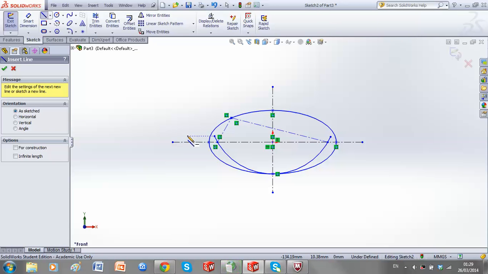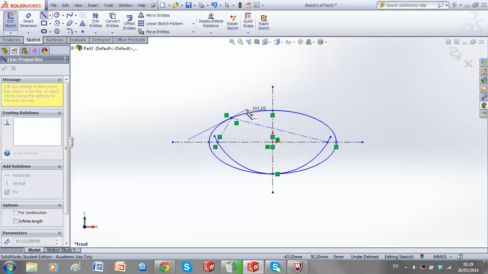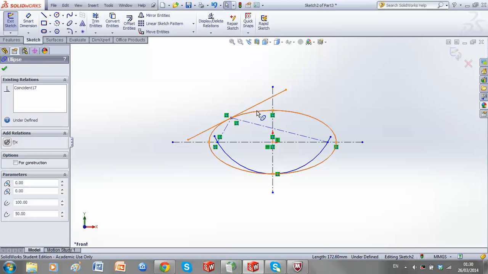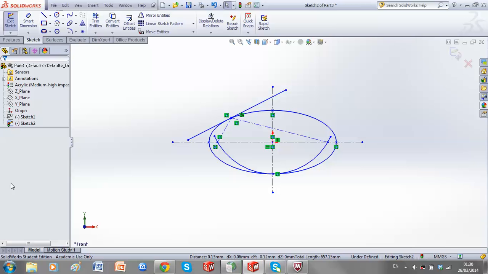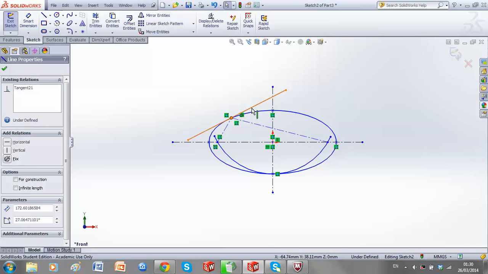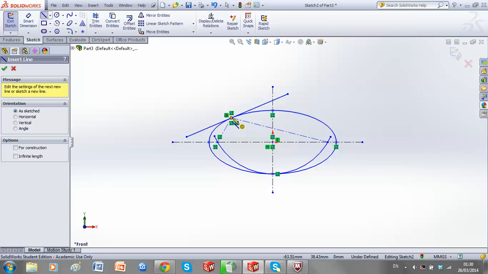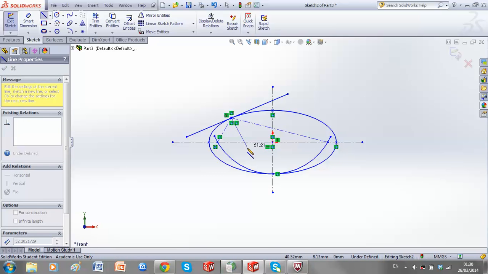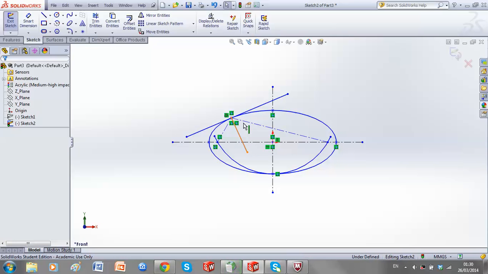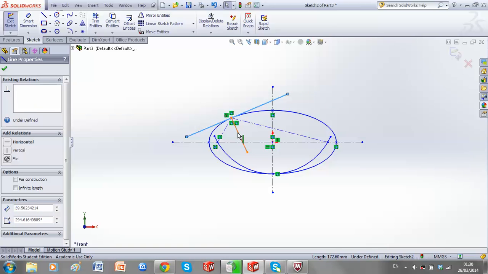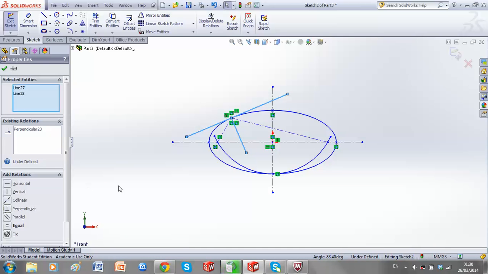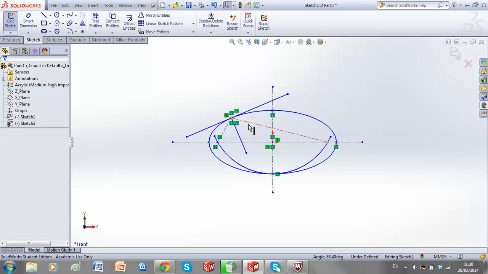So if I insert a tangent that passes through the point, making sure this line is the tangent. If I was to draw a line now perpendicular to this point, it is also the bisector of my two focal lines.